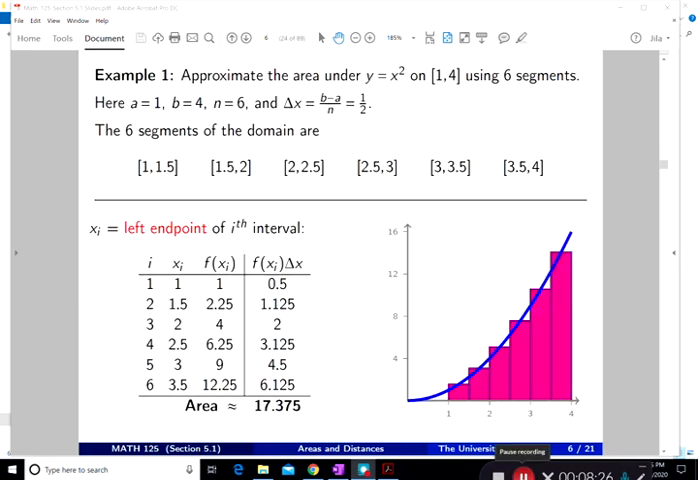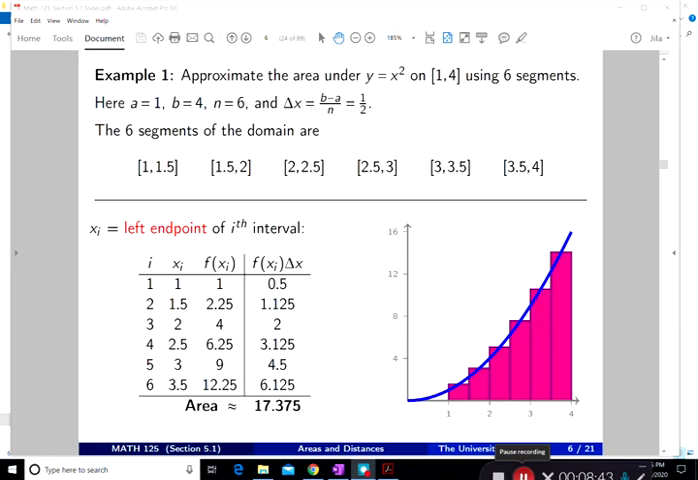Now what do we do if we have left endpoints? Again, breaking the interval into pieces is the same. You have the 6 intervals, and each one is 0.5.